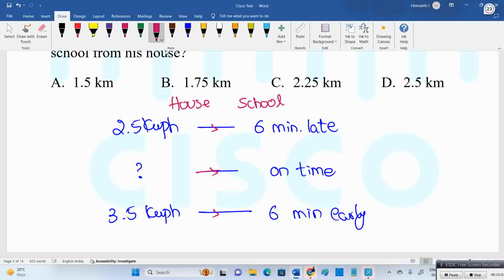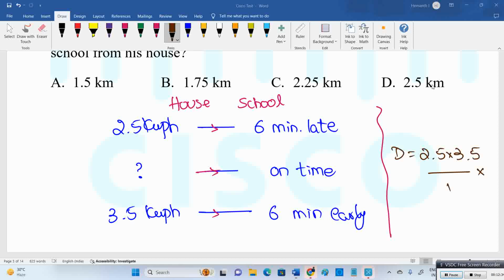There is a shortcut actually. If you want, I'll let you know, then we'll discuss the original method as well. The shortcut is the product of the speeds, 2.5 into 3.5, divided by the difference, which is 1, into the time gain. Previously you were 6 minutes late, now you are 6 minutes early. How much time do you gain?